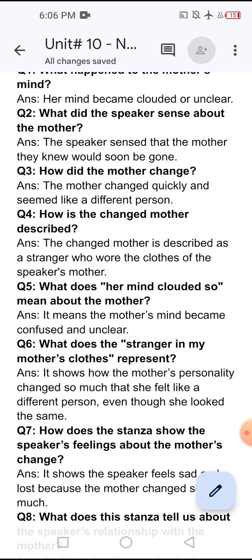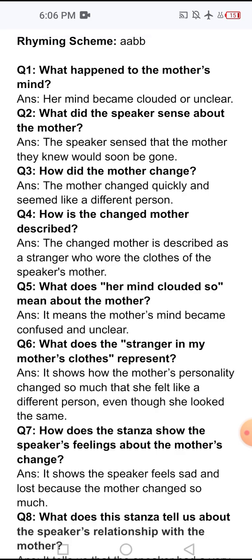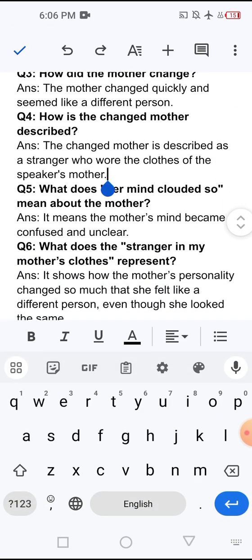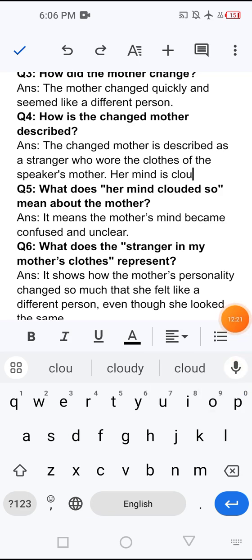Question 3: how did the mother change? The mother changed quickly and seemed like a different person. Then, how is the changed mother described? The changed mother is described as a changed mother, matlab badli hui maa. The changed mother is described as a stranger who wore the clothes of the speaker's mother, and you can also add that her mind is clouded. So it's better. Okay, that's nice.